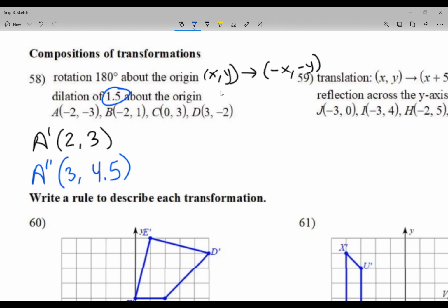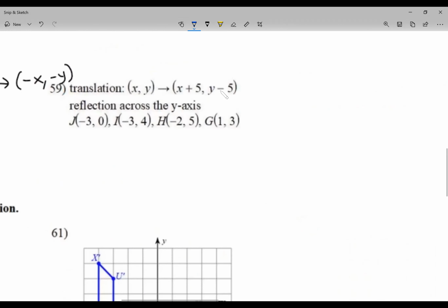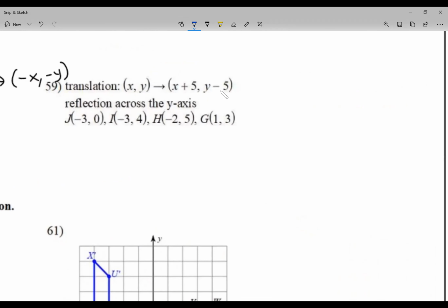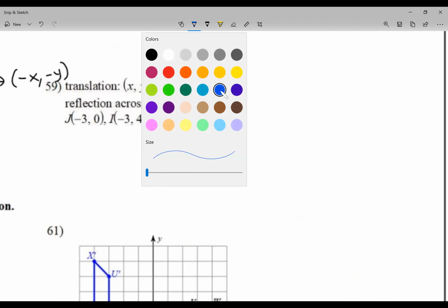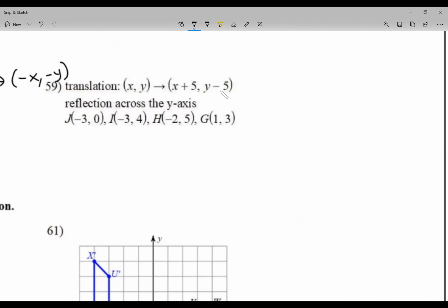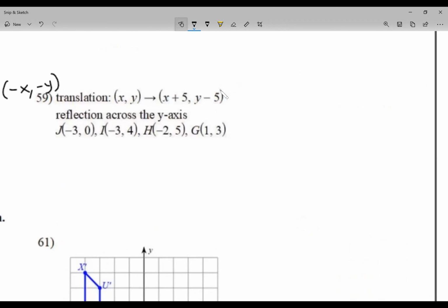Let's try it one more time. Let's take a look now at question 59. I can ask you for any point here. I got 4 choices: points J, I, H, and G. Just to try one point, let's take a look at point J. I need to find J prime. According to the first transformation, it says translation, (x, y) becomes (x plus 5, y minus 5), or 5 units to the right, 5 down.